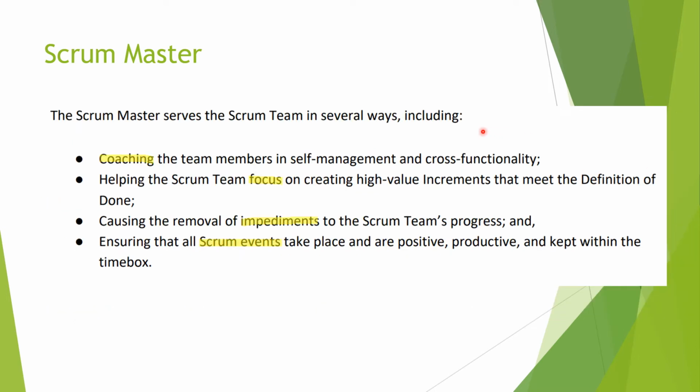What are the ways the Scrum Master serves the Scrum team? Coaching the team members, helping the team members focus on the sprint goals, or creating high-value increments, working software that meets the definition of done. See how clearly they are articulating different words here. As a Scrum Master, you need to coach in self-management and cross-functionality. You need to help the team focus on building the right set of value increments that meets the definition of done. And removal of impediments. Very, very important role of a Scrum Master.